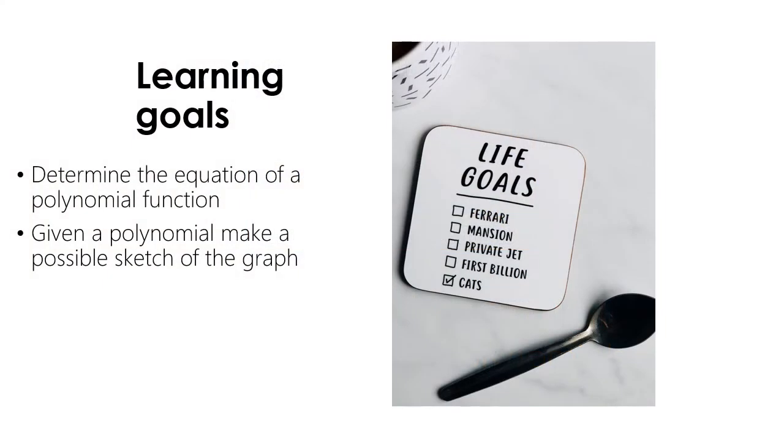Our learning goal is to determine the equation of a polynomial function, and given a polynomial, make a possible sketch. So we are going to be doing some graphs for this lesson. If you have graph paper, you might want to pause, grab it, and come back. Otherwise, just doing it roughly in your notes will suffice.